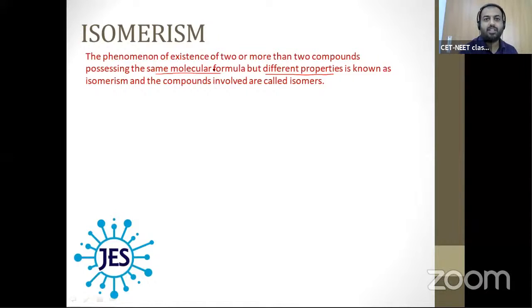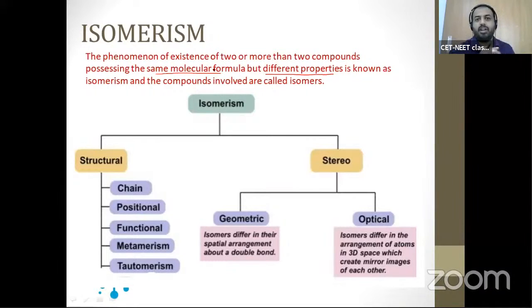Now, isomerism is of the following types. Yes, this is a brief classification scheme for isomerism. Isomers can be classified broadly as structural isomers and stereoisomers. Now, structural isomers are those isomers which have the same molecular formula, but they differ in their structural formula or structure.